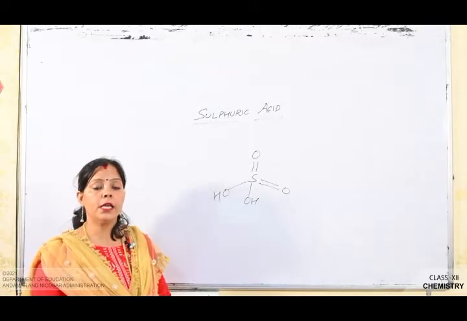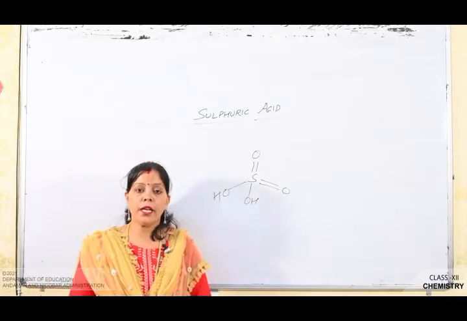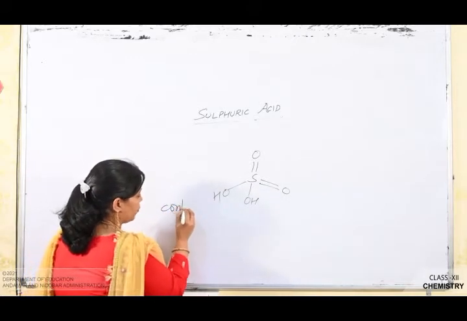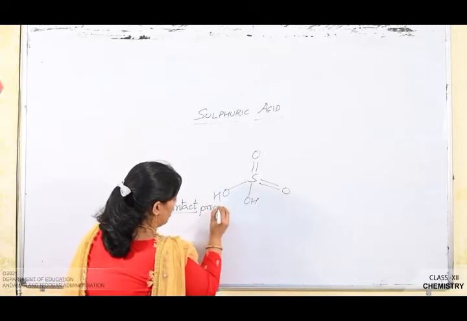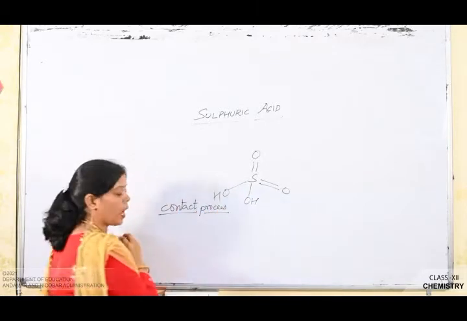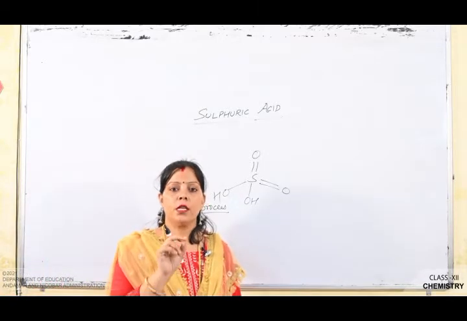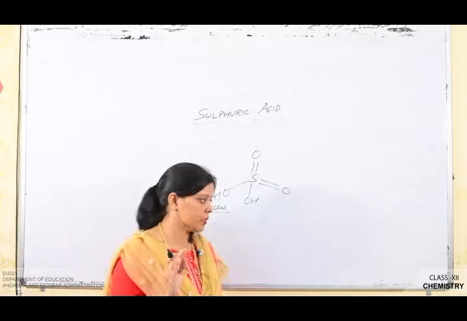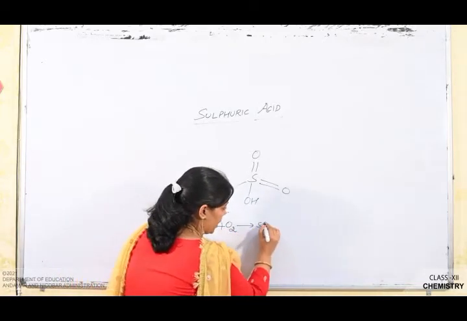vitriols. Basically children, on the large scale, sulfuric acid is manufactured by the contact process, and for that session the portion is deleted. And in the contact process, how can we prepare sulfuric acid? First the sulfur is burned in the presence of oxygen to give sulfur dioxide. The sulfur is burned in the presence of air to give sulfur dioxide.